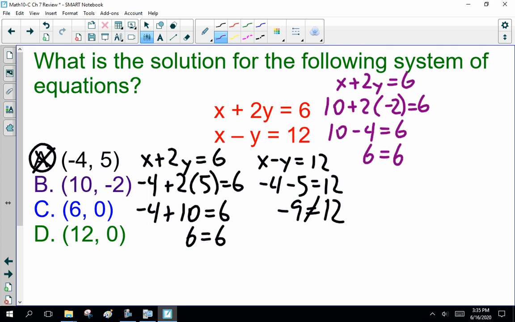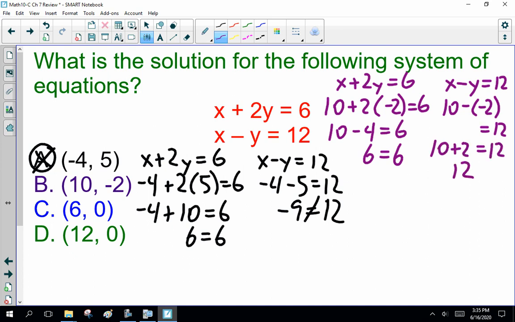What about the other equation? x minus y equals 12. 10 minus minus 2 is 10 plus 2, and 10 plus 2 is 12, equals 12. So yes, B works. But I'm being paranoid. Let's check C and D just because dumb happens.